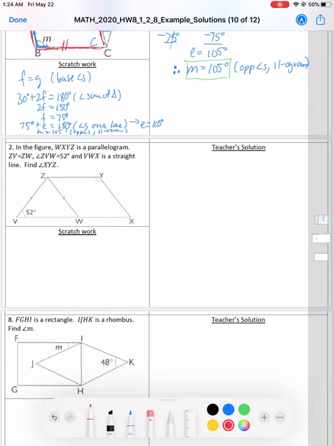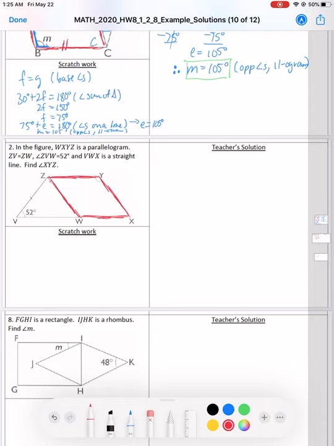Okay. In the figure, WXYZ is a parallelogram. Okay, so here we have the idea of a parallelogram again. I'm going to highlight it in red. We should have lots of attributes come to mind when we say the parallelogram. Okay, the opposite angles are equal, the interior angles are supplementary, the opposite sides are equal and parallel.